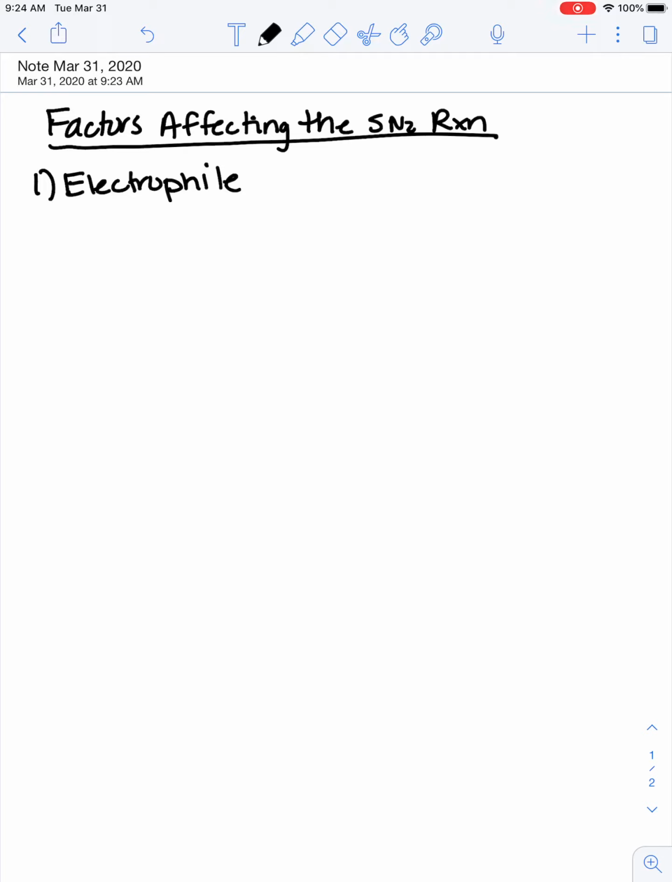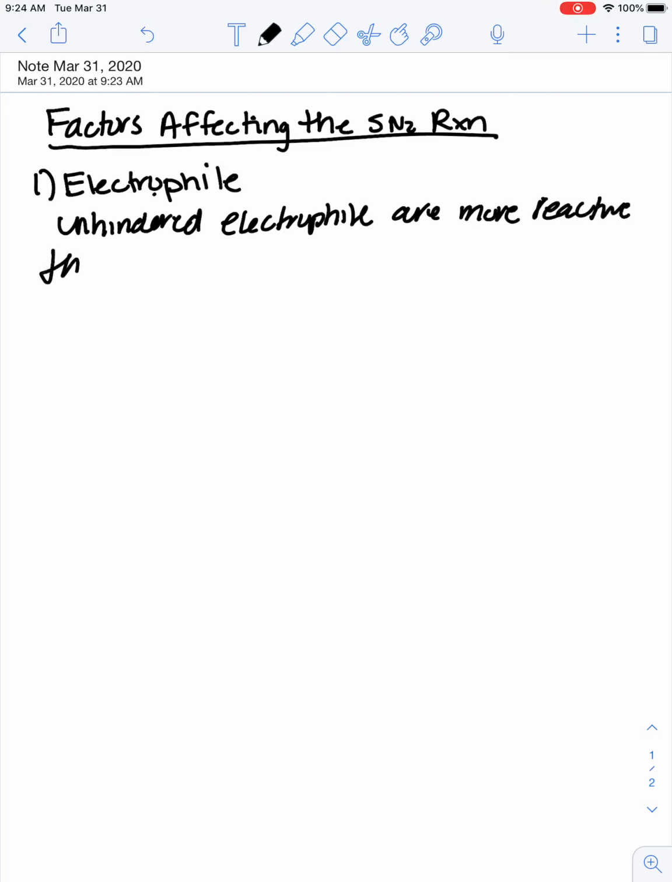So remember, electrophile or substrate can be used interchangeably. So an unhindered electrophile is going to be the most reactive than something that is sterically hindered. Which makes sense if you think about it, right? Because we have a backside attack of our nucleophile. So if we have a lot of steric hindrance associated with a molecule or an electrophile, it's going to be hard for that nucleophile to come in and attack.